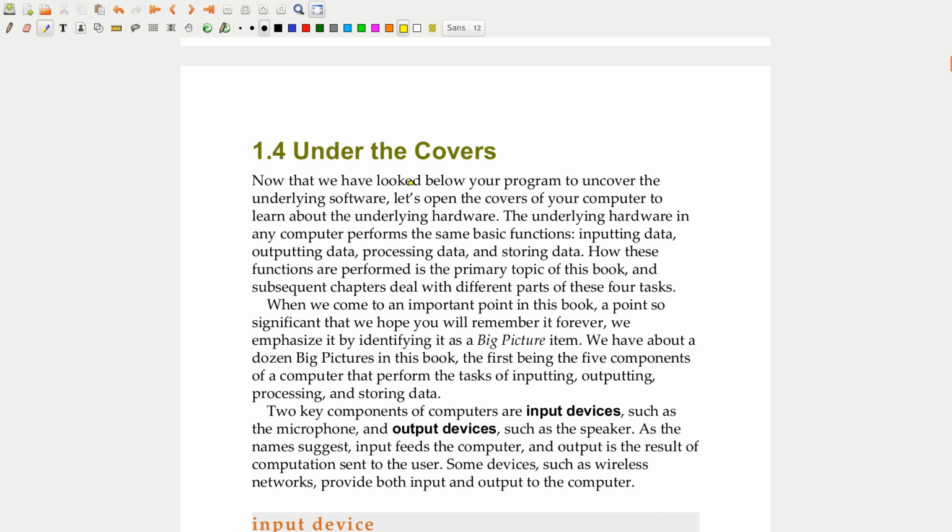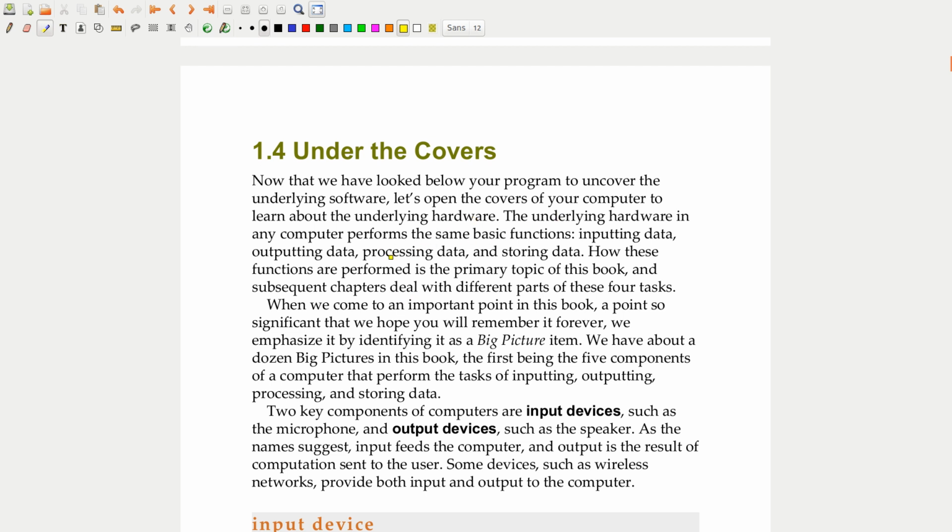So now that we have looked below your program to uncover the underlying software, let's open the covers of your computer to learn about the underlying hardware. Okay, that's important. We want to know more about the hardware if we want to be good architects or even good software developers, if we want to run fast-moving software, or software that executes quickly, and we do high-performance computing, we want to know the underlying architecture. In fact, it's necessary.